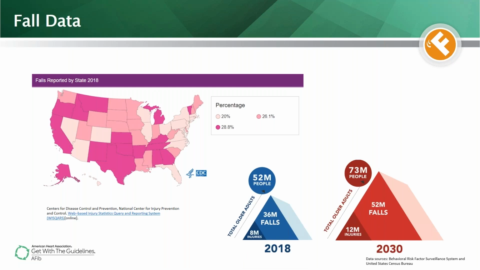This data from the Behavioral Risk Factor Surveillance System and the United States Census Bureau shows us that in 2018, there was an estimated 36 million falls, resulting in 8 million injuries. And this is expected to increase. By 2030, 1 in 5 Americans will be over the age of 65, with an estimated 52 million falls and 12 million injuries.